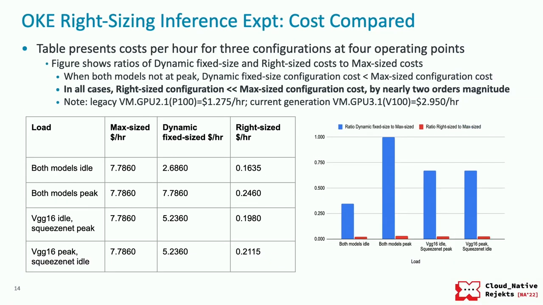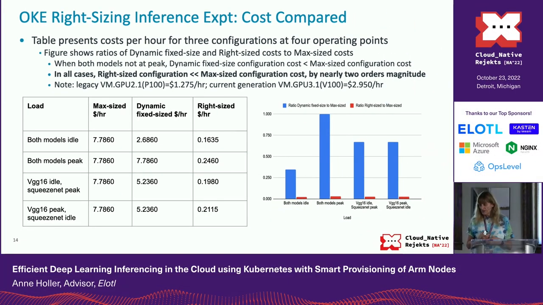One is when both models are idle. One is when both models are at their peak. And one is when one model is peaking and the other model is idle. So looking at those 4 cost points, we compiled this set of numbers. Basically, the first column of the numbers is the max-sized cost per hour, next dynamic fixed size, and finally the right-sized. And that's what you see on the left-hand side at the bottom of the screen.